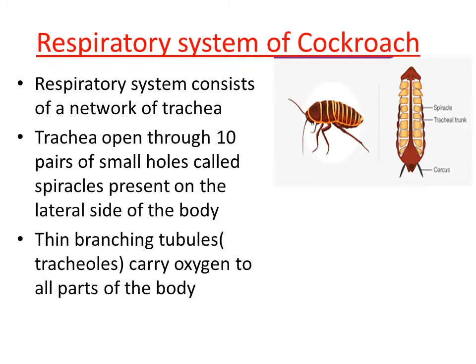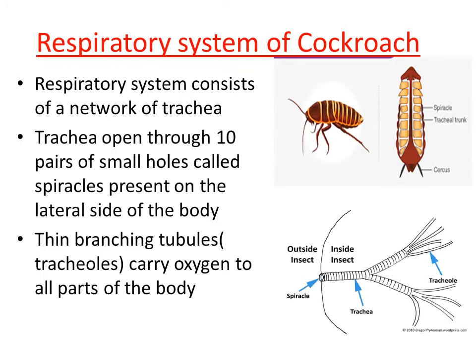Trachea in the body again forms a number of branches. Those fine branches formed from the trachea are called tracheoles. So what is the function of tracheoles? Tracheoles are connected to each and every cell of the body, so that they carry oxygen to all parts of the body. The tracheoles appear in the body like this. You can find, this is the huge network of trachea in the cockroach. You can see the spiracle.